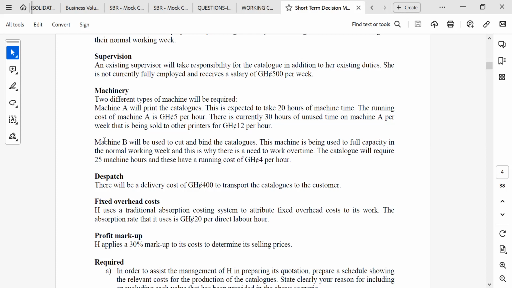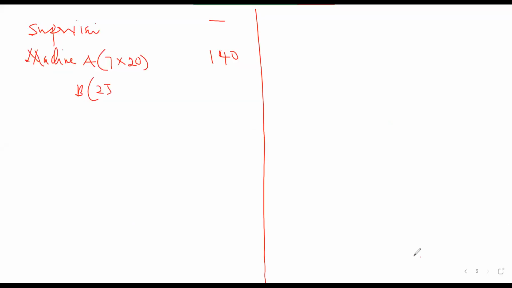So since there's no spare capacity on the machine, it means that we have to go and buy these 25 hours, and that will be at 4 cedis. Or even if you are using it, you are going to be transferring it from other place to this place. So that will be 100 cedis. So machine B will be 25 times 4. That will be 100 cedis. Let's go to the other one.